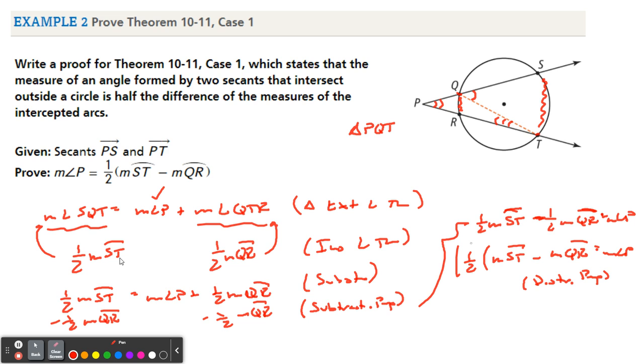And again, this is what you want to prove. The measure of angle P is on the other side, but it's the same thing as that. And there you go, and you're done.